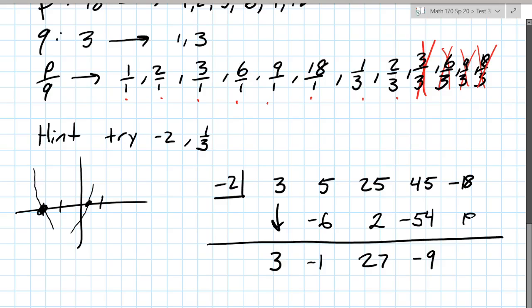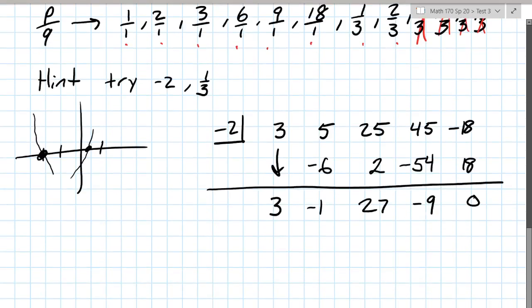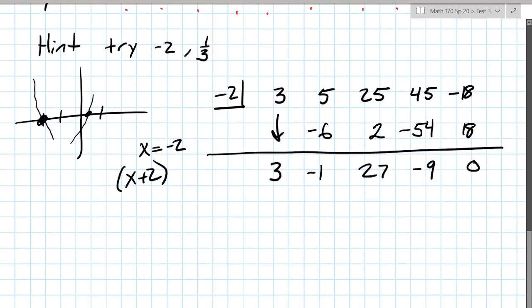-9 times -2 is 18. 18 minus 18 is 0. Great. So what that means is that x equals -2 is a zero, or x plus 2 is a factor. So what we're left with is 3x cubed minus 1x squared plus 27x minus 9. We can either try factor by grouping, or we can try our other hint, which was a 1/3. Let's try the 1/3.